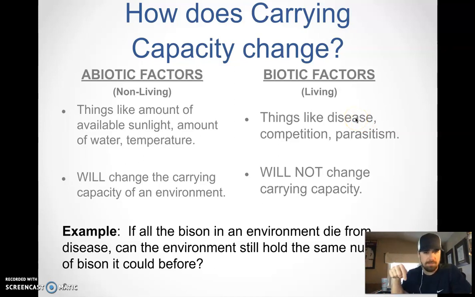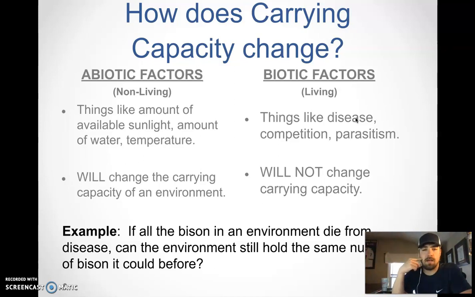If I have 10 people in this room, and that's the carrying capacity, and one of us gets COVID, okay, all of us get COVID, but can this room still support 10 people? Yes, it changes nothing about the resources available in this room, okay?